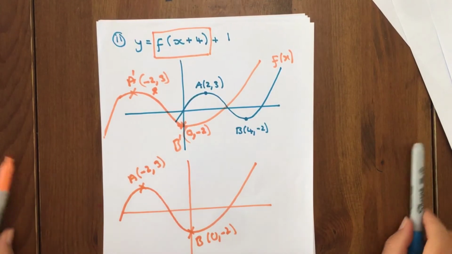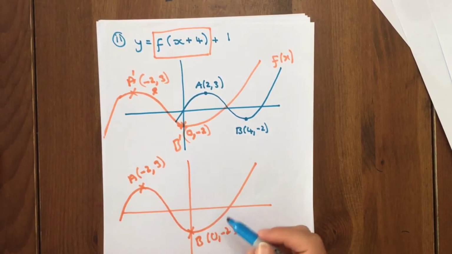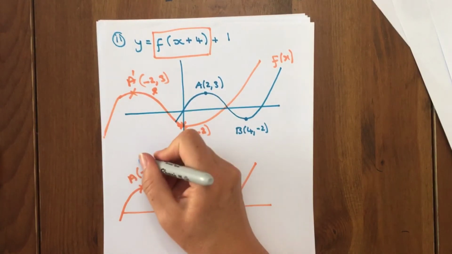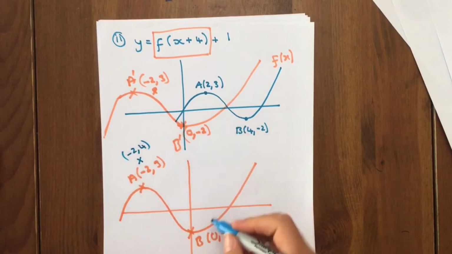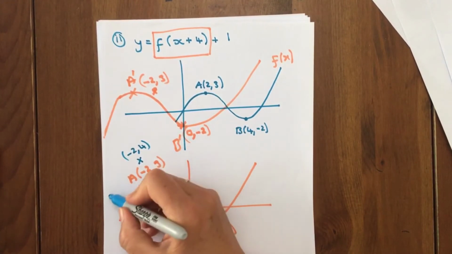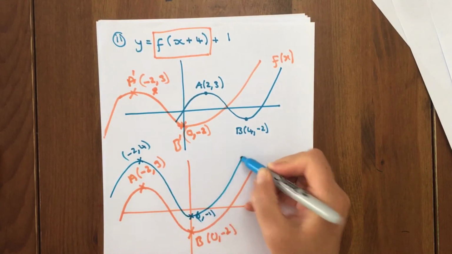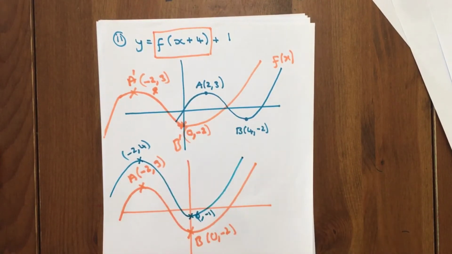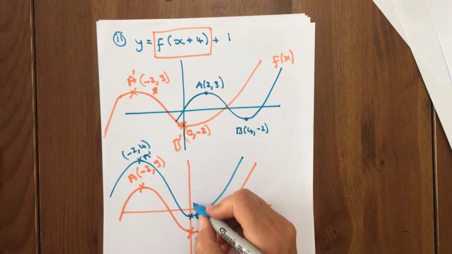Okay, so if I just do that in a different colour, this time the x values will stay the same and the y values will increase by 1. So this will go to (-2, 4). This will go here to (0, -1). So my whole graph is shifted up 1. Exactly the same shape, but moved 1. So this is my new A and this is my new B.